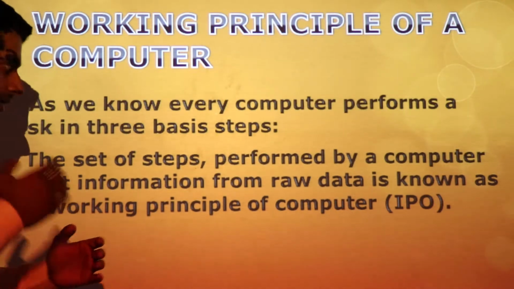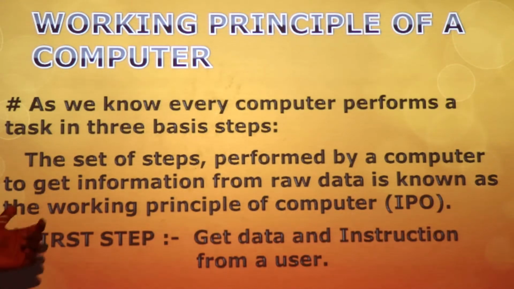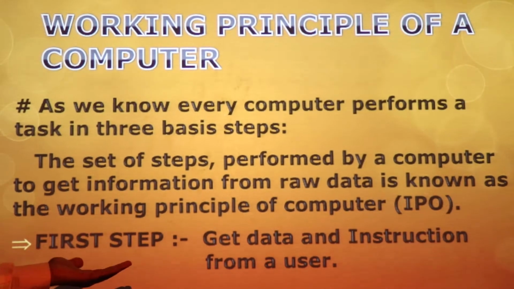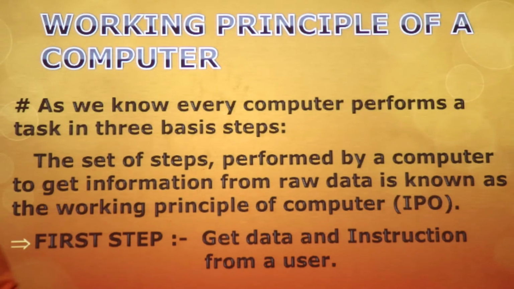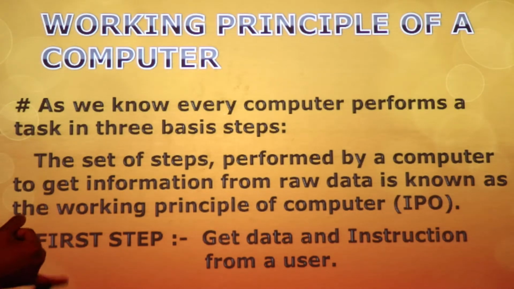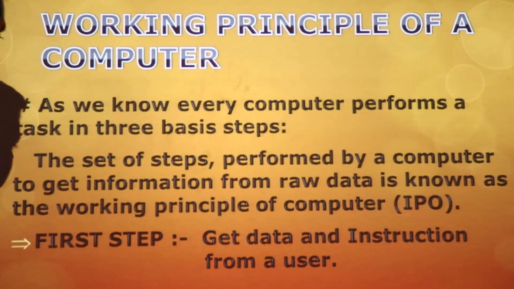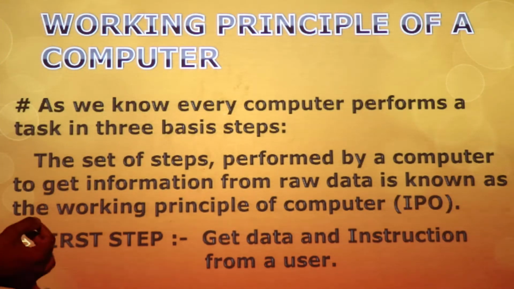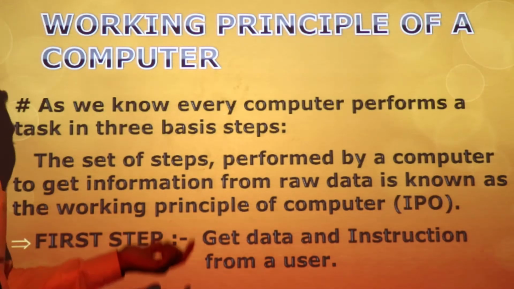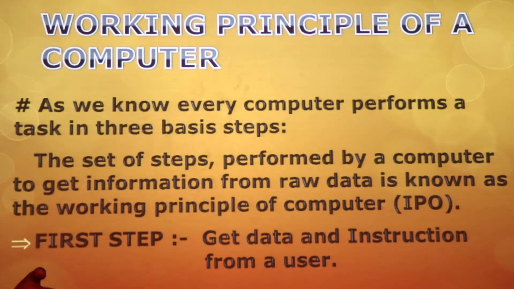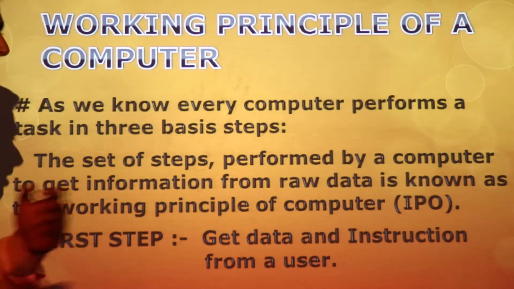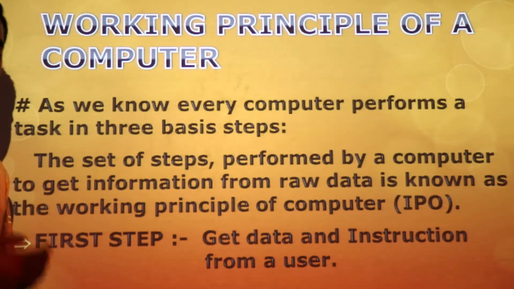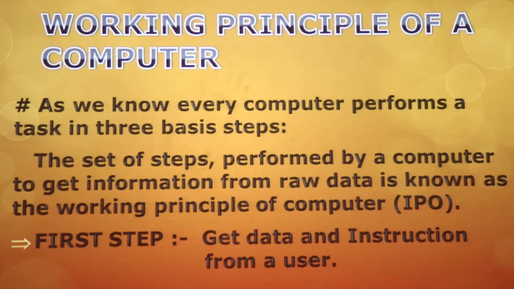Now I am going to take the next line, that is the first step of the working principle of the computer. What should be the first step? First step, get data and instruction from a user. I have already said that the working principle of a computer is input, processing, output. On this three-part concept that computers use, the first step is to get data and instruction from the user. While the user gives the data and instruction to the computer, the computer can process the instruction, and after that it will give the output results.